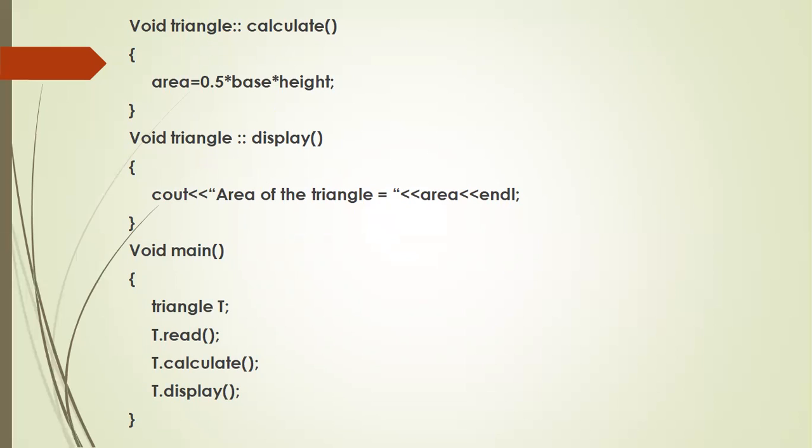Then you create the object and call the member functions. Void main, triangle T. Here the class name is triangle, and T is an object. Then we can call either the read function, calculate function, or display function with T. T dot read means you are inputting the values for base and height. T dot calculate, that function calculates the value of the area. Then T dot display means that function displays the value of the area of the triangle.